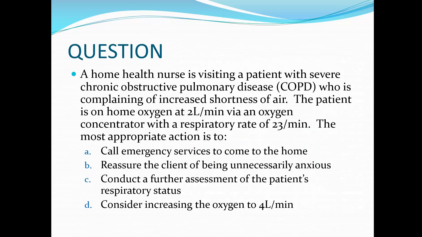Okay, and then this is just a little practice question here. A home health nurse is visiting a patient with severe chronic obstructive pulmonary disease who is complaining of increased shortness of air. The patient is on home oxygen at 2 liters per minute via an oxygen concentrator with a respiratory rate of 23 breaths per minute. The most appropriate action is to A, call emergency services to come to the home, B, reassure the client of being unnecessarily anxious, C, conduct a further assessment of the patient's respiratory status, D, consider increasing the oxygen to 4 liters per minute.